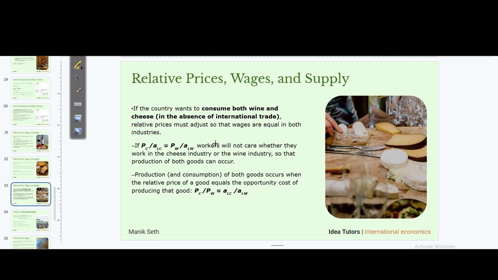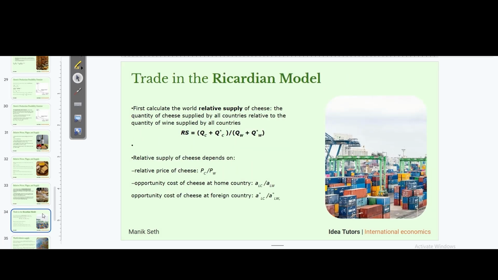In this case, the relative price should be equal to the opportunity cost. In that case, you can achieve equal wages in both the industries. Now let's talk about trade. So we saw that if there is no trade and you want to produce and consume both the goods, you want to fulfill this particular condition.